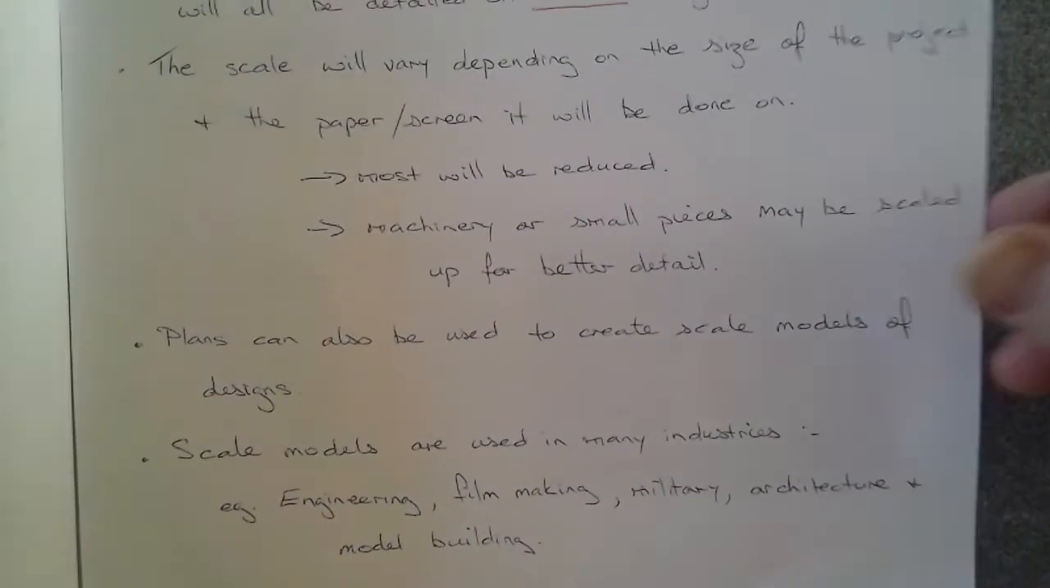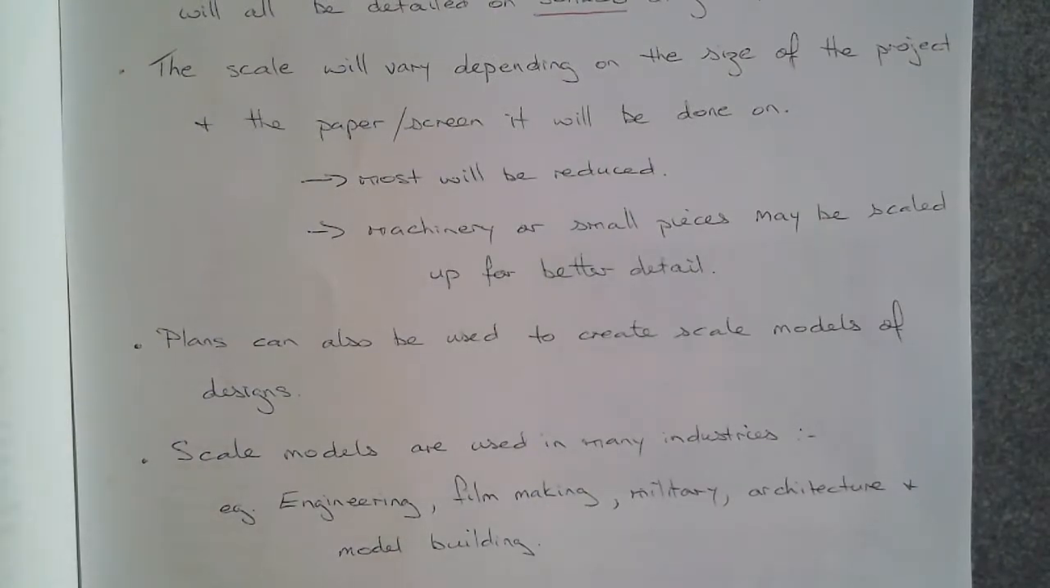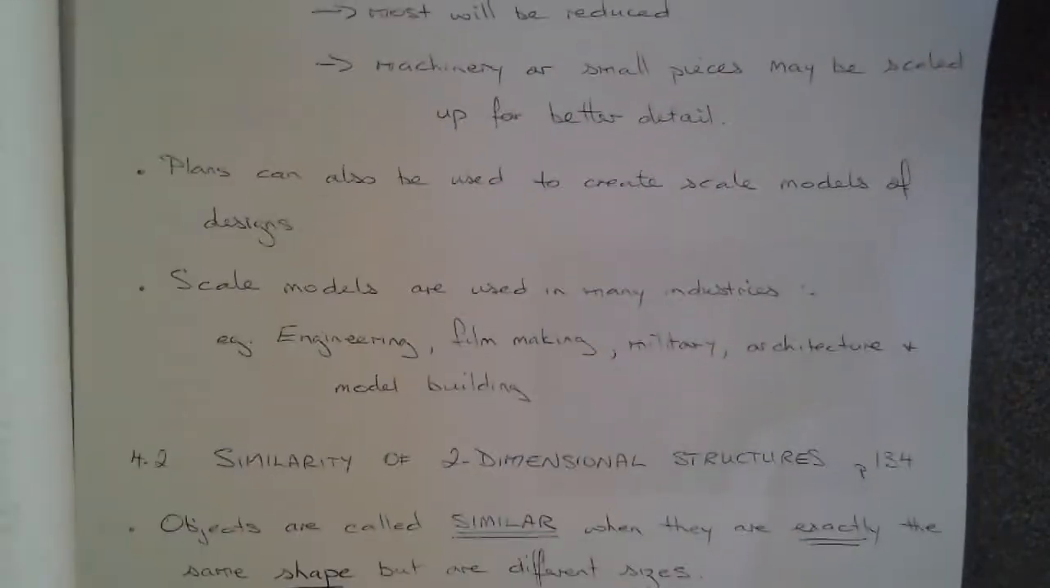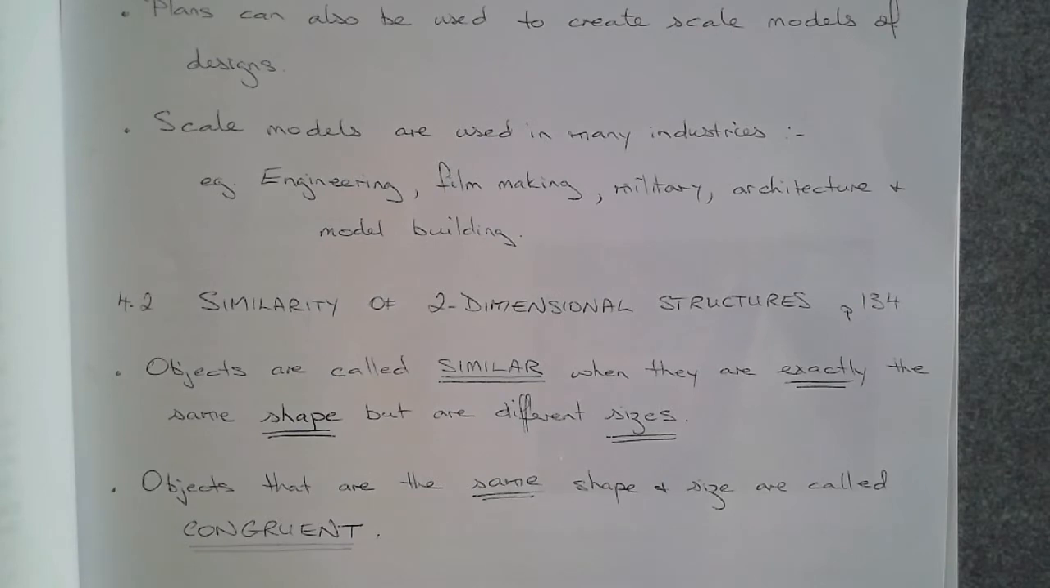Okay, so 4.2. Chapter 4.2, Similarity of Two-Dimensional Structures. See page 134 of your textbook. Objects are called similar when they are exactly the same shape but are different sizes. Objects that are the same shape and size are called congruent.